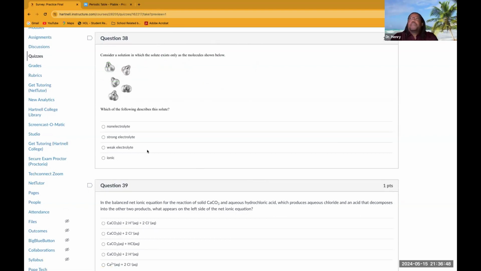Consider a solution in which the solute exists only as the molecule shown below. Which of the following describes this solute? A, non-electrolytic. B, strong electrolytic. C, weak electrolytic. D, ionic.